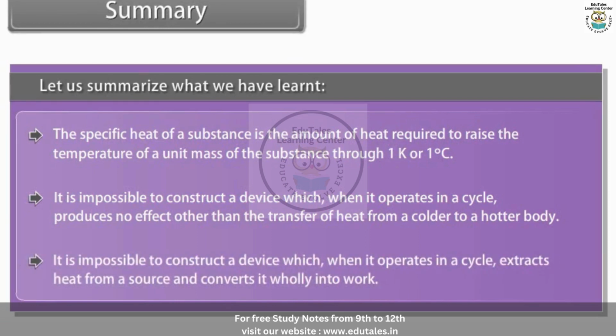It is impossible to construct a device which, when it operates in a cycle, extracts heat from a source and converts it wholly into work.